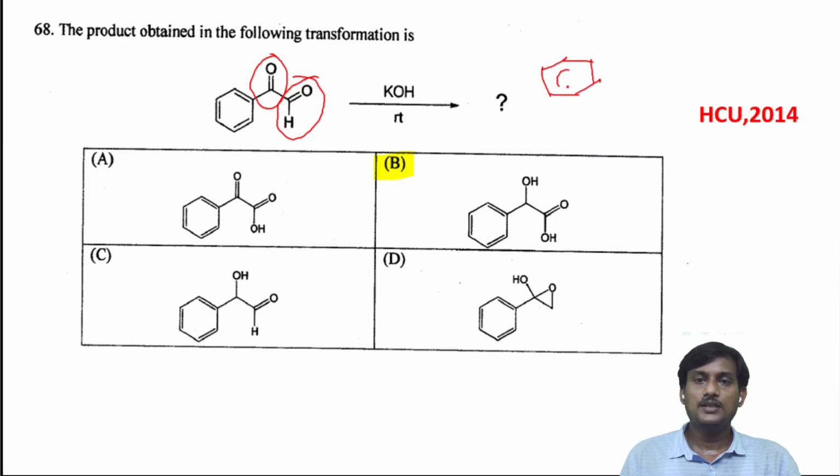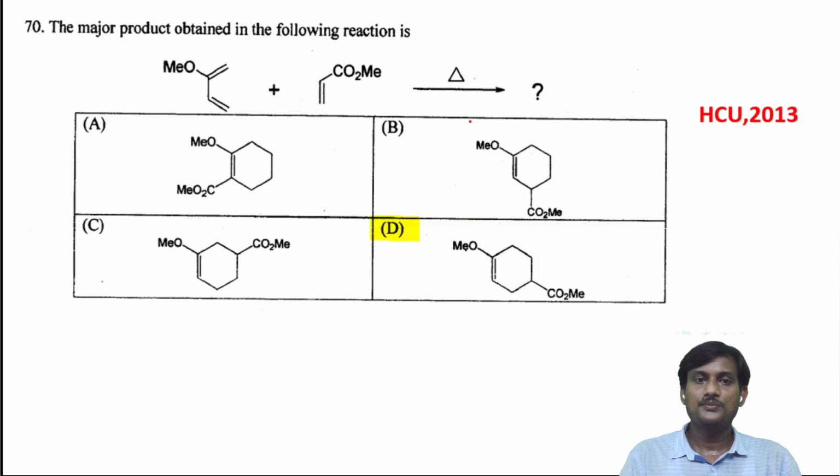So here it's an intramolecular Cannizzaro reaction. So this one is converted into OH and this one will be converted into COOH. So this is the correct option.